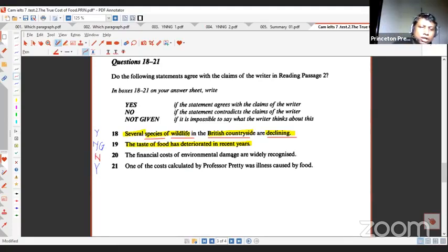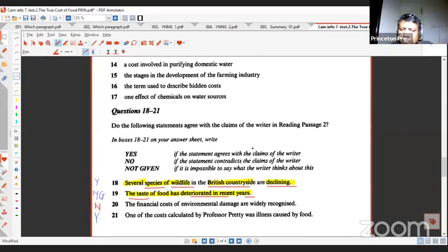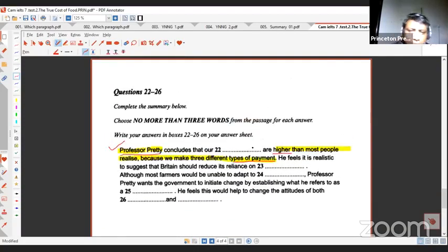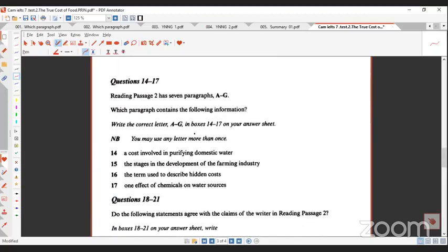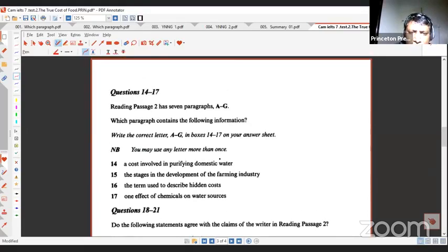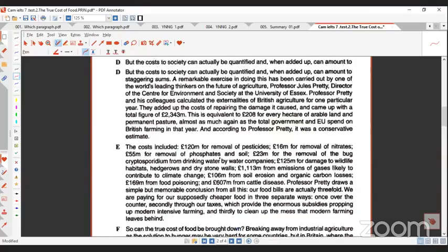Don't worry. Okay, so here they are talking about species declining and the taste of food has deteriorated. And this is another thing. So for the time being, you can forget it. Now let's move on to this one. Should we read this one? I don't think it helps much. If you read it properly, this might help.